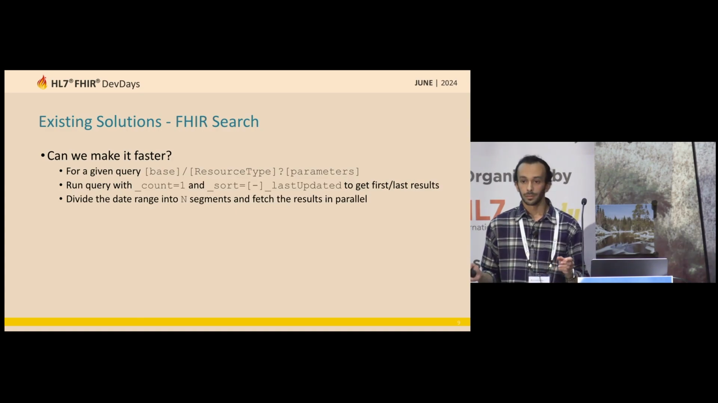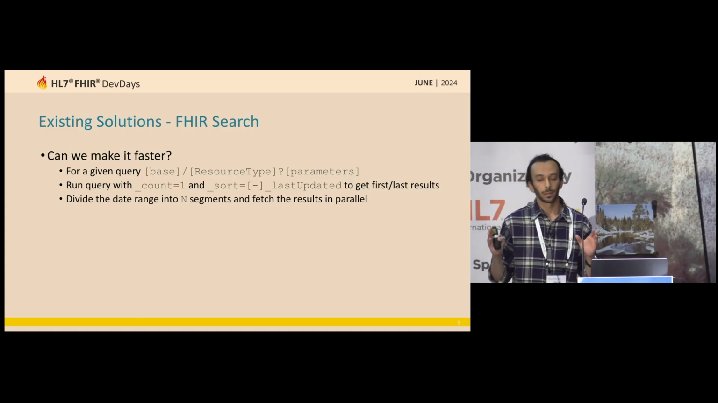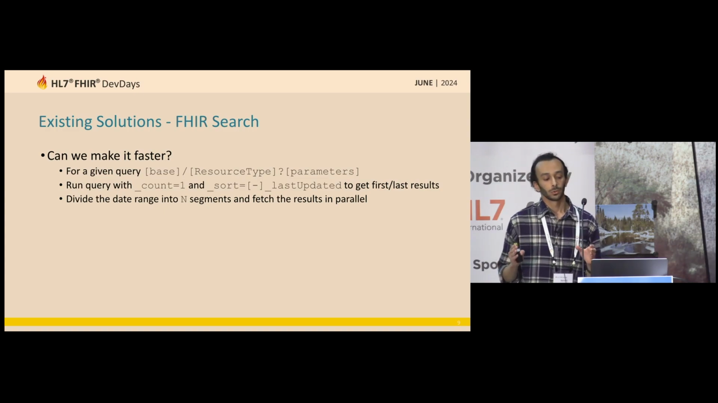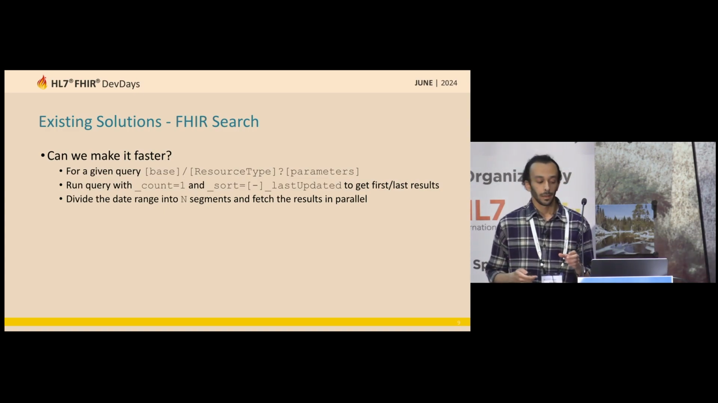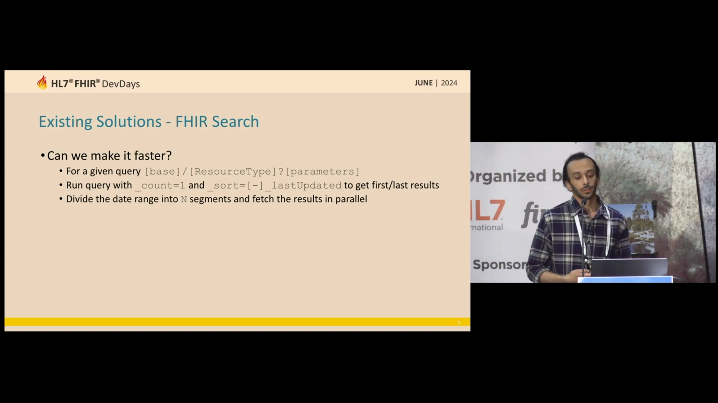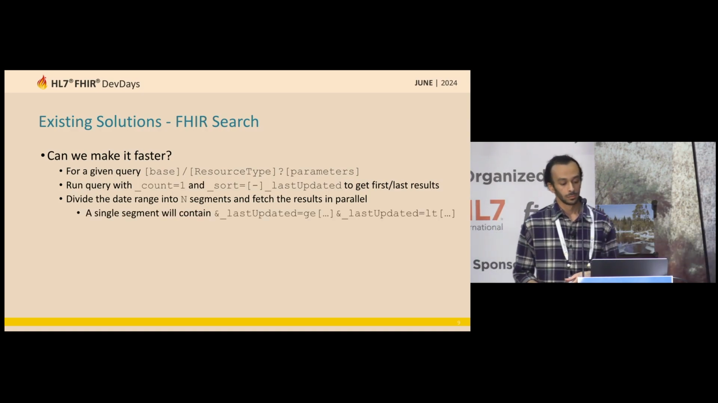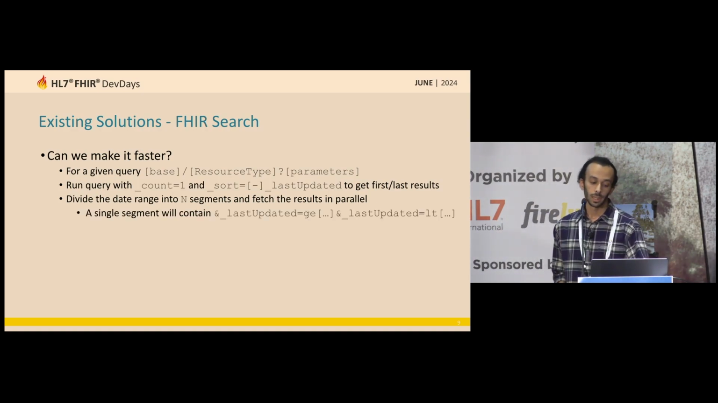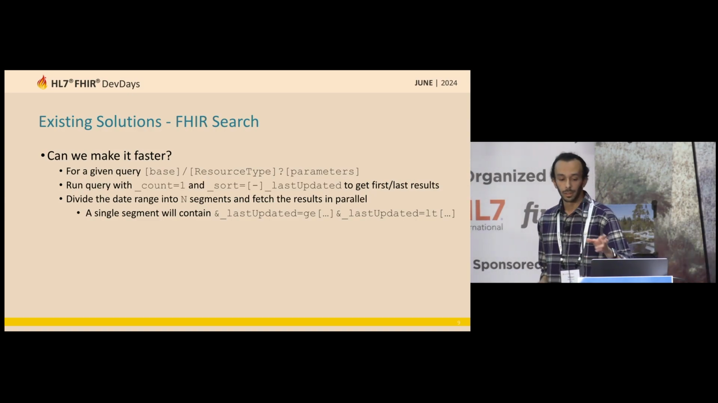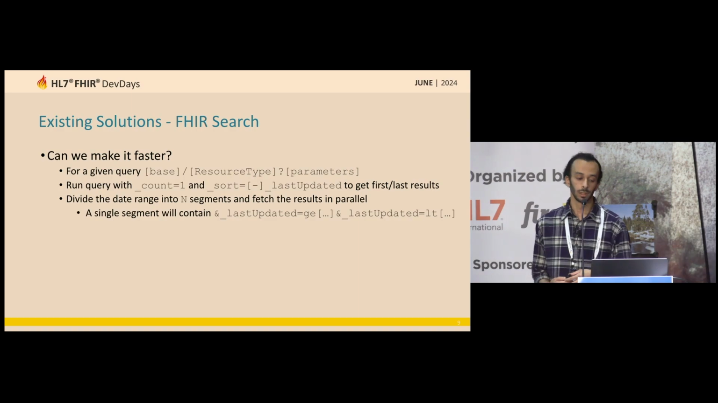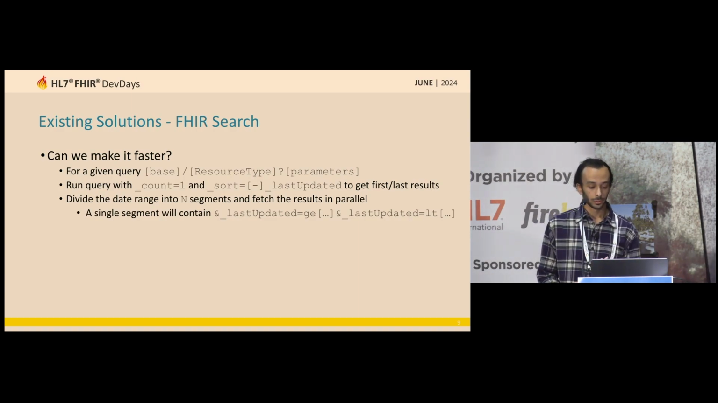Now you have a date range. You can divide it into n segments, where n can be, for example, the number of threads. And you can try to fetch the results for each of these segments in parallel. Each segment will have these additional search parameters, last updated greater than and less than, for the equivalent segment that you're trying to get the results for.